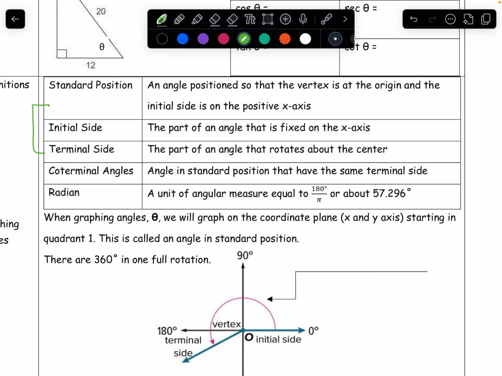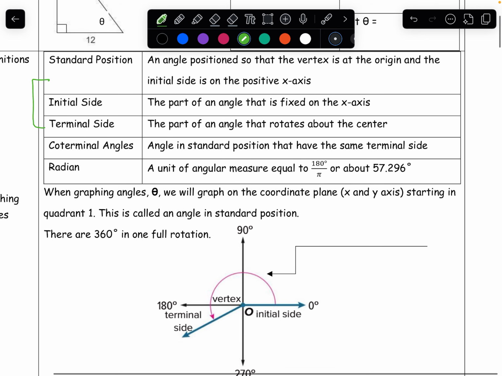Standard position is an angle position so that the vertex is at the origin and the initial side is on the positive x-axis. Initial side is the part of an angle that is fixed on the x-axis, and your terminal side is the part of an angle that rotates about the center. So with a highlighter, standard position, these 3 things start with what's on our first page.